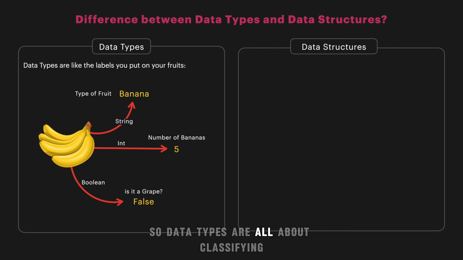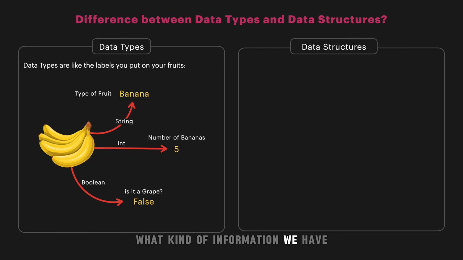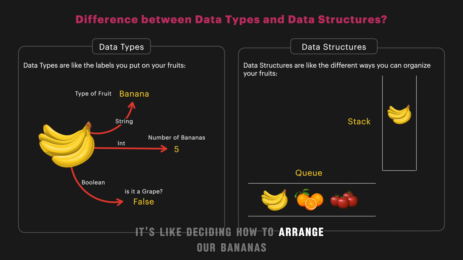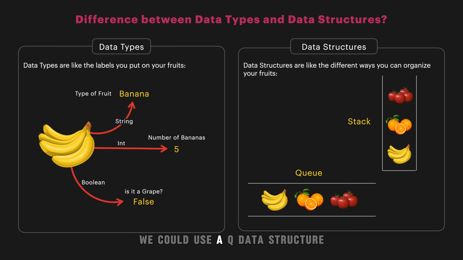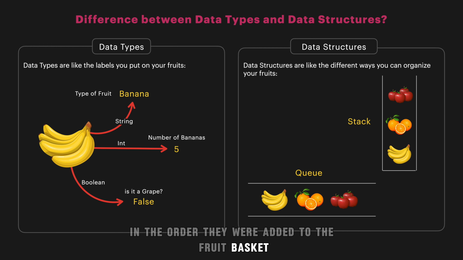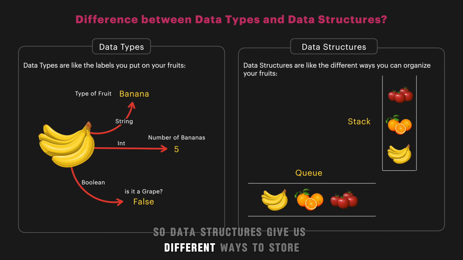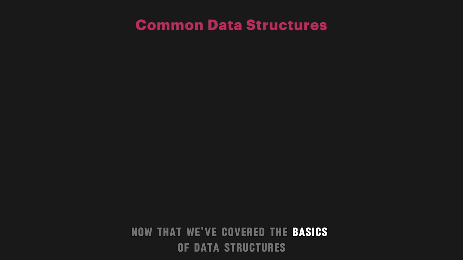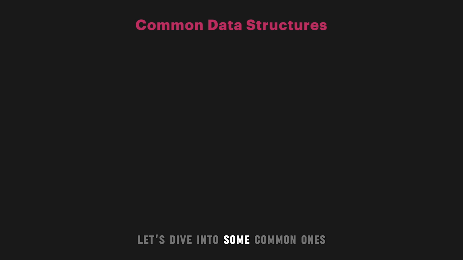So, data types are all about classifying what kind of information we have. Data structures, on the other hand, are about how we organize that information. It's like deciding how to arrange our bananas. We could use a queue data structure, which is like lining up our bananas, oranges, and apples in the order they were added to the fruit basket, or we could use a stack data structure. So, data structures give us different ways to store and access our data, depending on what we need to do with it. Make sense?